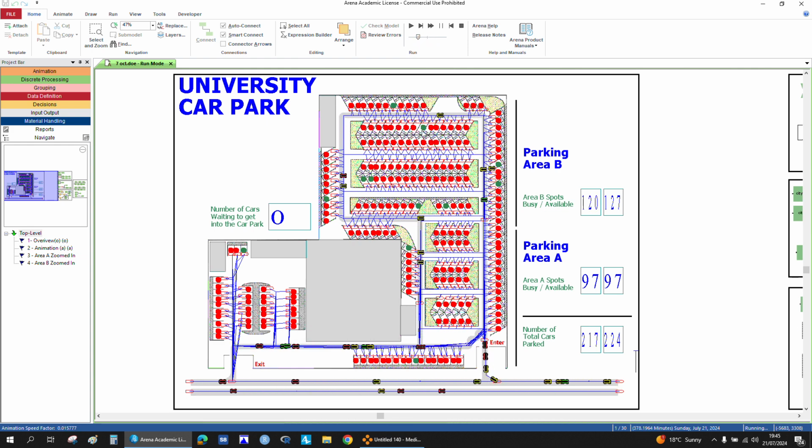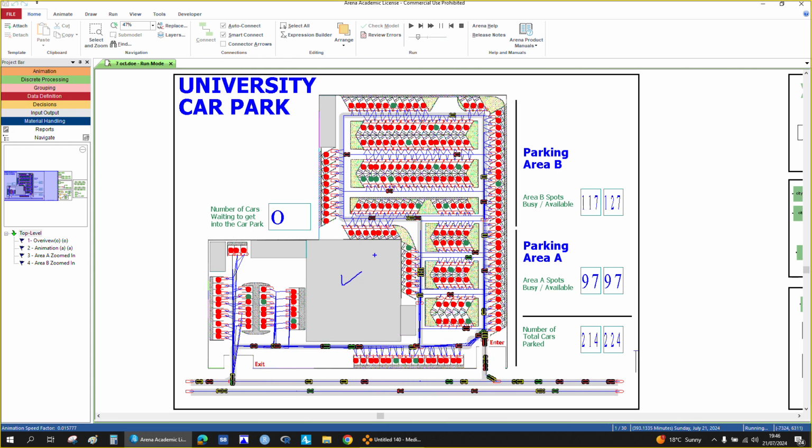Again, the red spots mean the place is full, the green means the place is vacant. Some of the modifications that can be performed are to fill this space with more cars, with more spots, or to have another exit for the car park.